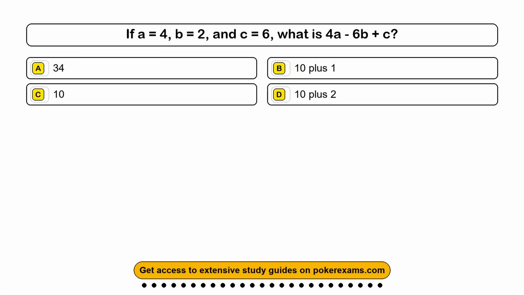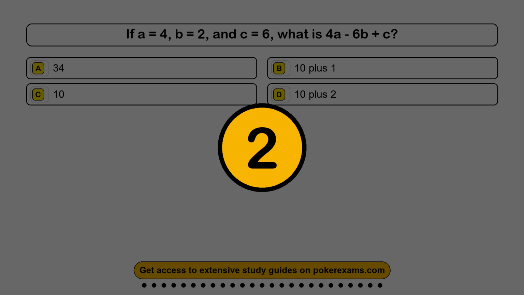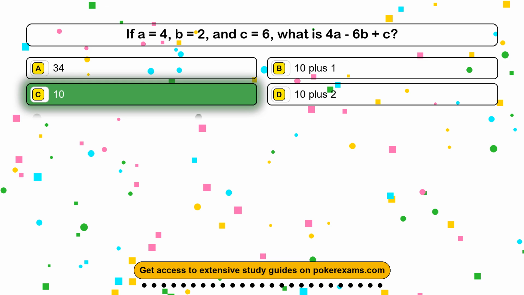Question 8. If A equals 4, B equals 2, and C equals 6, what is 4A minus 6B plus C? Option A, 34. Option B, 10 plus 1. Option C, 10. Option D, 10 plus 2. The correct answer is option C, 10.